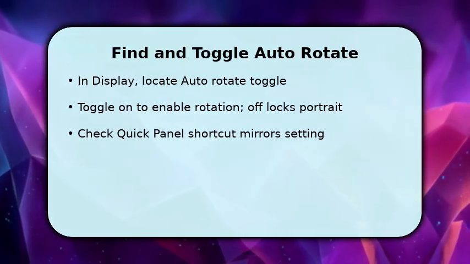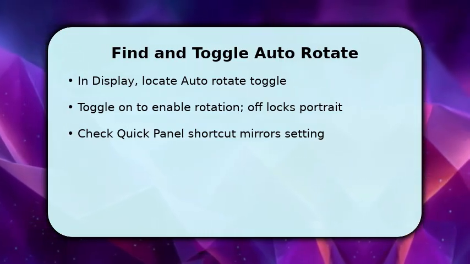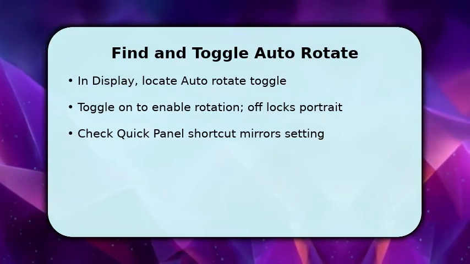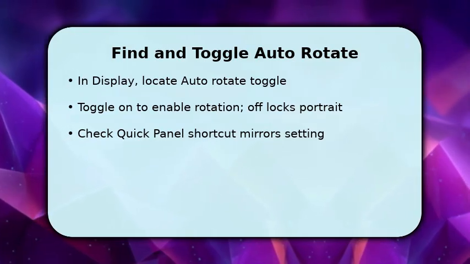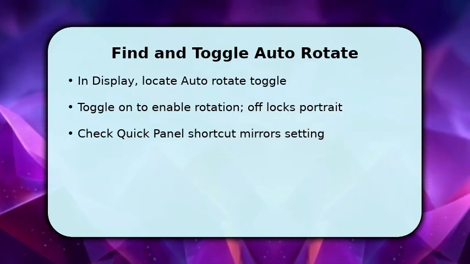Once done, pull down the quick panel again to confirm the shortcut reflects the same state. If quick panel shows portrait lock, tapping it will change behavior immediately. Make sure any screen protector or app with orientation control isn't forcing a lock.